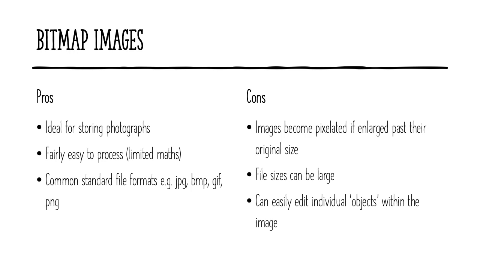Bitmap images pros and cons. The main advantage of a bitmap image is it's best suitable for storing photographic images that have some sense of realism. They're fairly easy to process since you're processing individual pixels, and this requires limited maths. And there are some very common file formats that can be used for bitmap images: JPEG, BMP, GIF, PNG, and so on. However, there are some disadvantages to bitmap images.